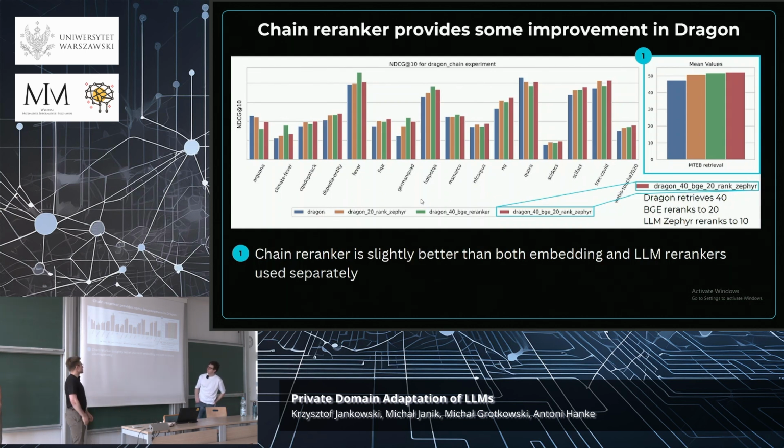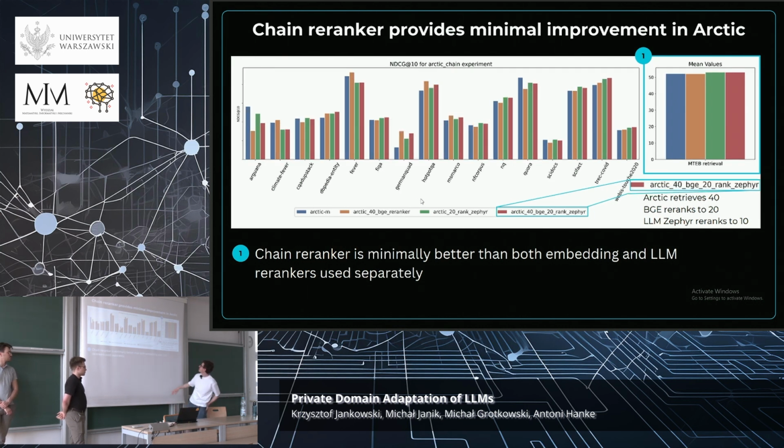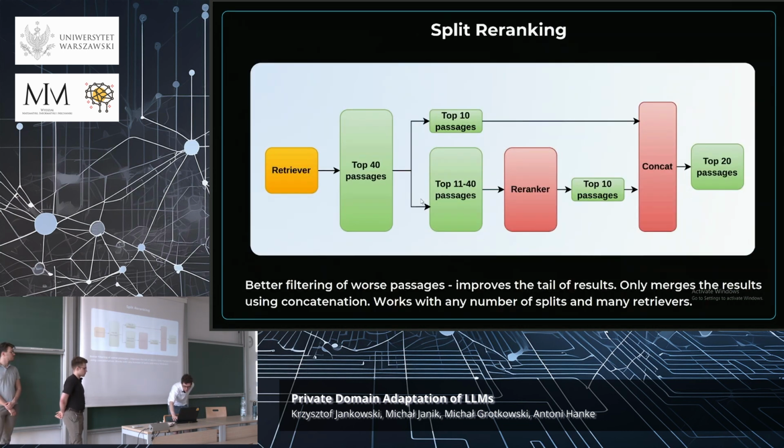Yes, and now we can compare those just using a single re-ranker. So we have a baseline model, the Dragon model on the left, then the next two bars are the basic single re-rankers, and the last bar is the chain combination of two re-rankers. We can see that combining those two re-rankers in the way that is shown improves the results and achieves the best ones, and a very similar thing can be observed for the Arctic model. However, here the gain is very, very slight.